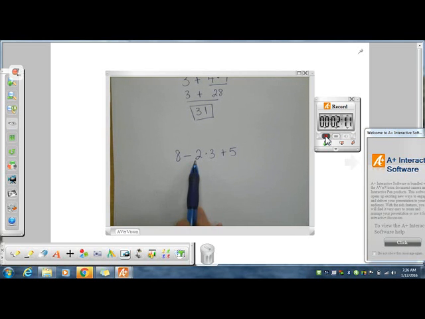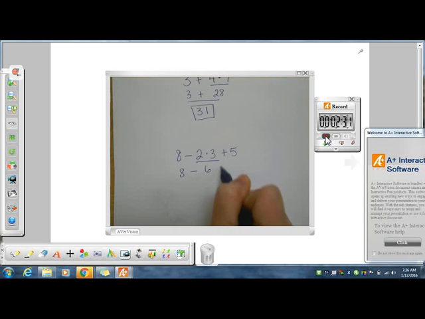In this case we have 8 minus 2 times 3 plus 5. So we don't have any parentheses or exponents again, but we do have multiplication. So multiplication is going to be the first thing that I do. So I underline that. 2 times 3, which is going to be 6. I still have the 8 and the minus and the plus 5 because those are things that I didn't use right here. Now all I have is adding and subtracting.